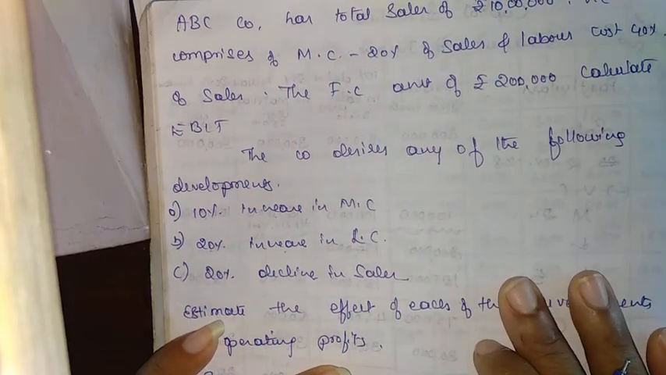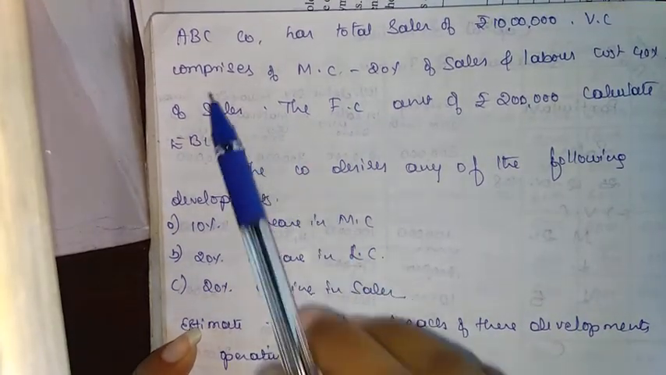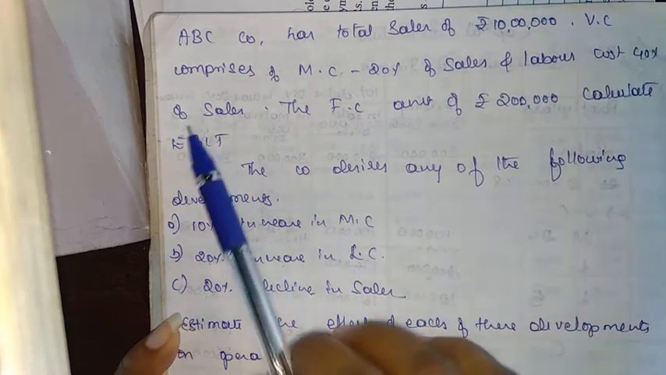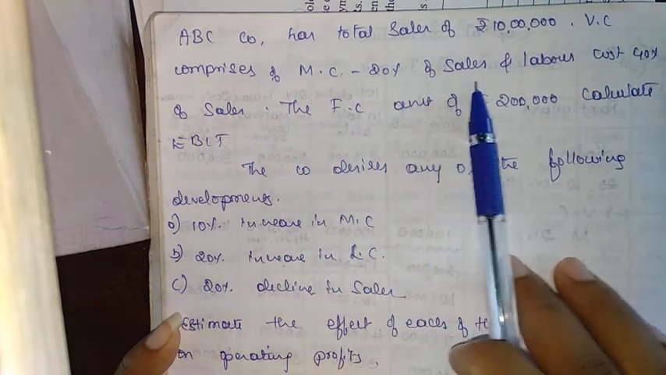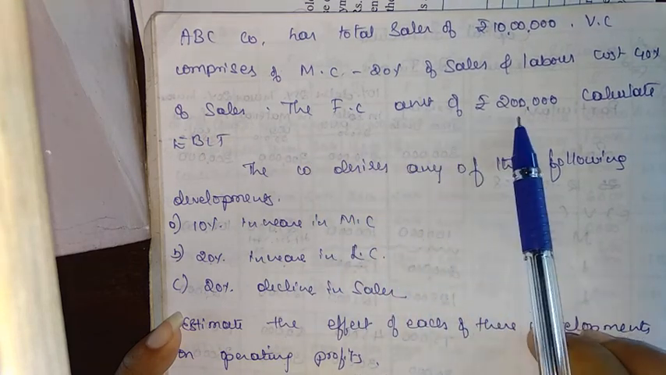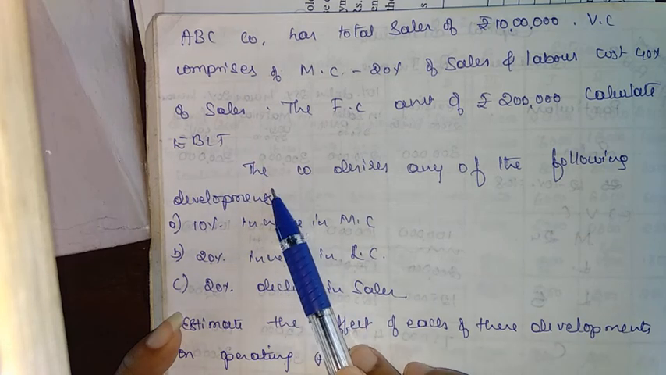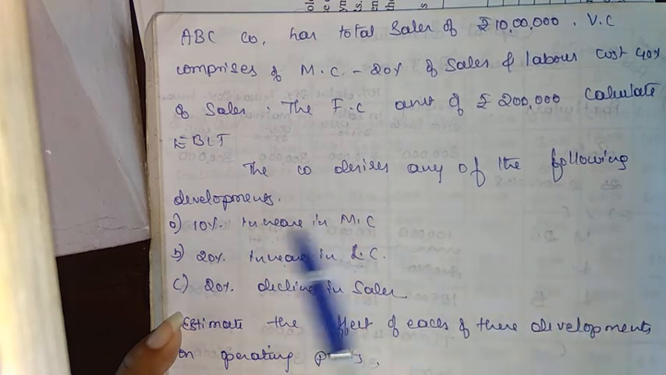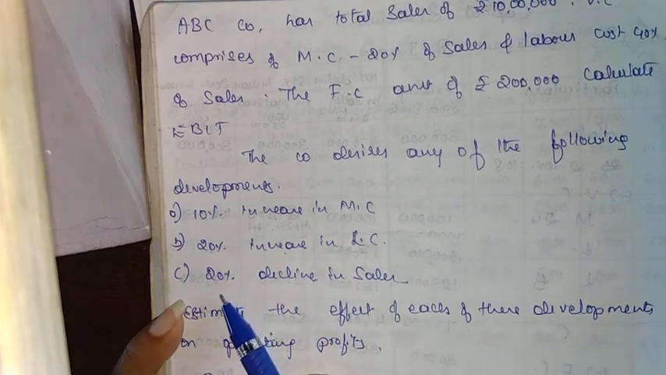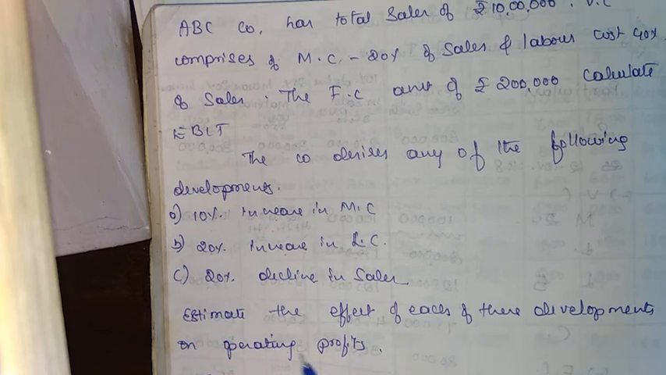Let's move on to the 10 marks problem under this chapter. ABC company has total sales of 10 lakh. Variable cost comprises material cost 20% of sales, labor cost 40% of sales, and fixed cost amount of 2 lakh. Calculate EBIT. The company desires any one of the following developments: 10% increase in material cost, 20% increase in labor cost, 20% decline in sales. Estimate the effect of each of these developments on operating leverage.